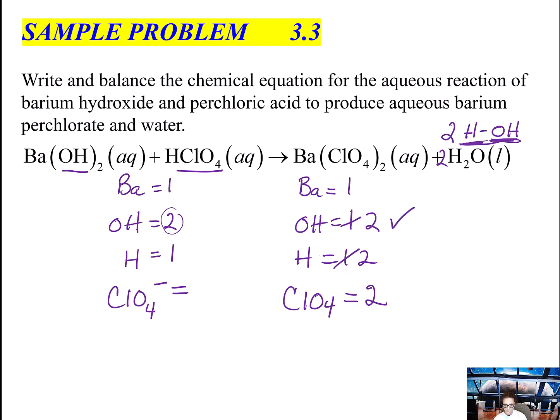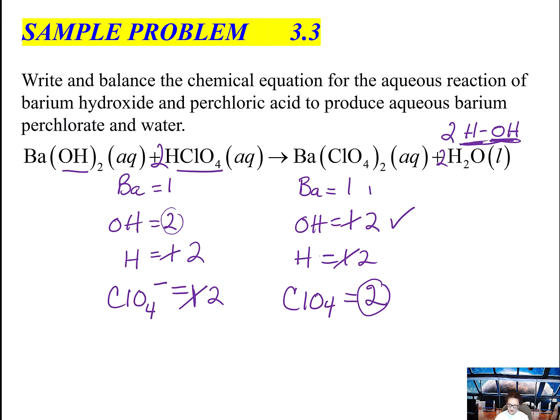But I have 1 hydrogen on this side and 2 on that side. You can go ahead and do the hydrogen, or let's look at the chlorate and follow those rules that we talked about first. I have 2 chlorates on this side and only 1 on the left-hand side. So I know I'm going to need 2 on this side. So 2 times the chlorate gives me 2. And now 2 hydrogens gives me 2.